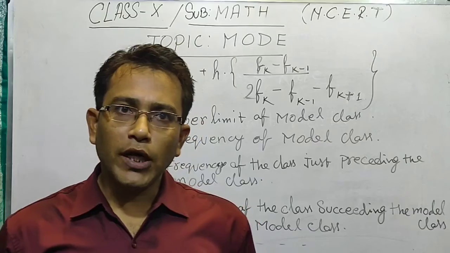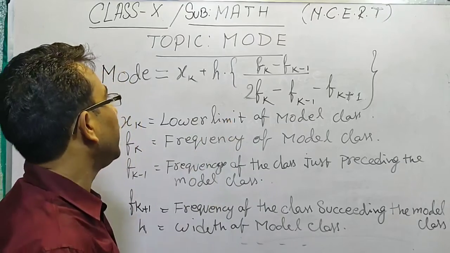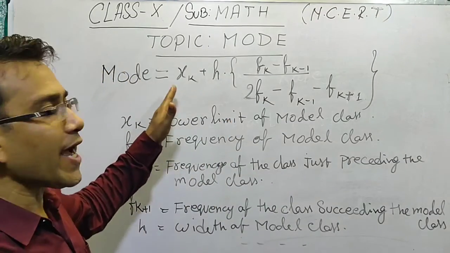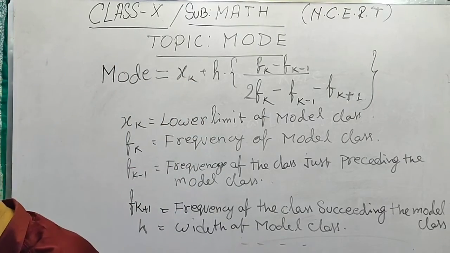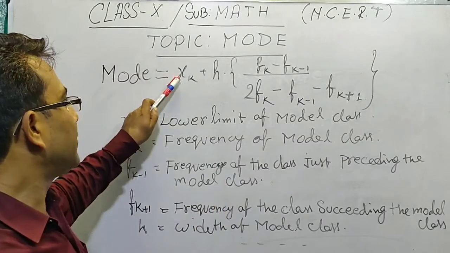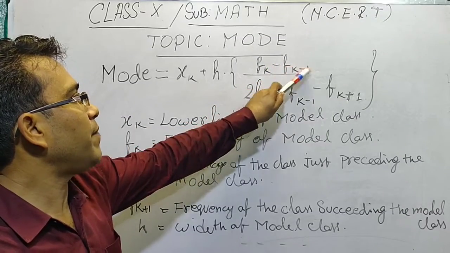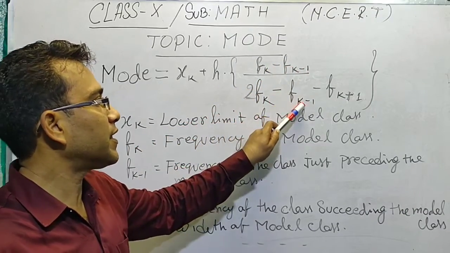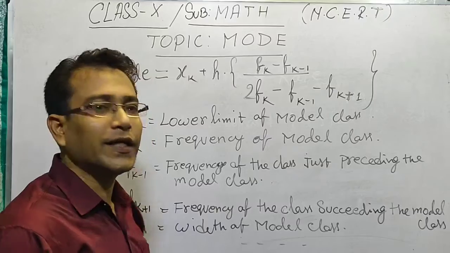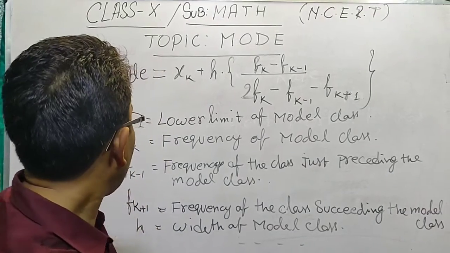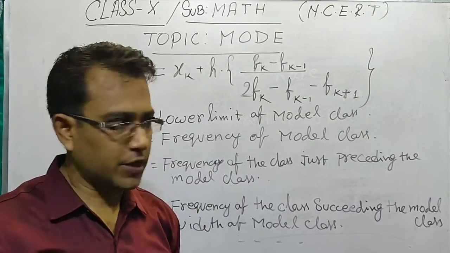Here, to calculate mode, the basic formula is, I am explaining here, the mode equal to xk, or someone writes it as L, xk plus h into fk minus 1 to fk minus fk minus 1 minus fk plus 1. What are these? This is xk. Xk means lower limit of the modal class.